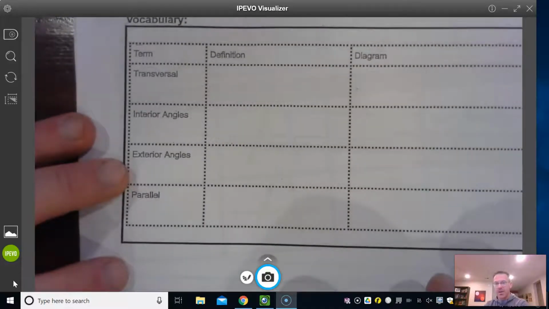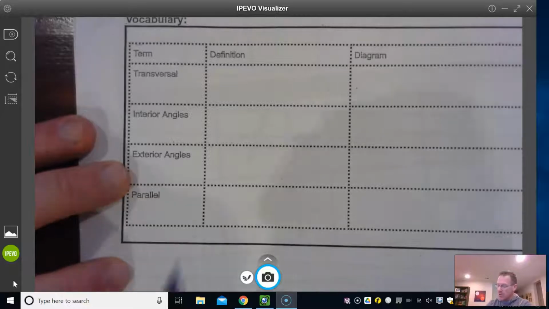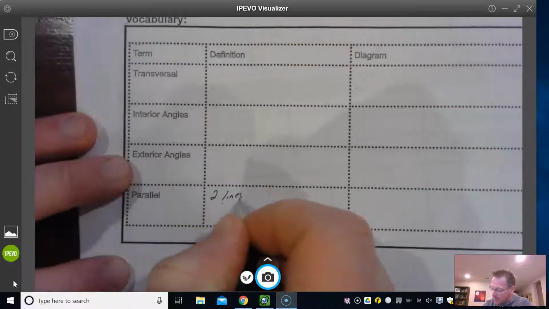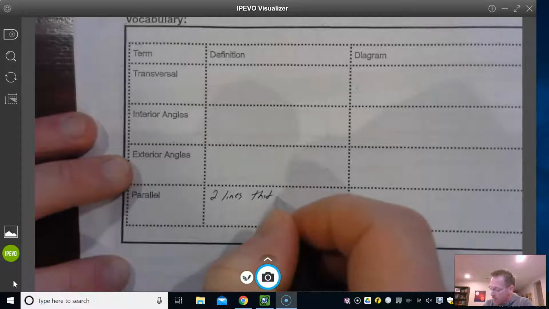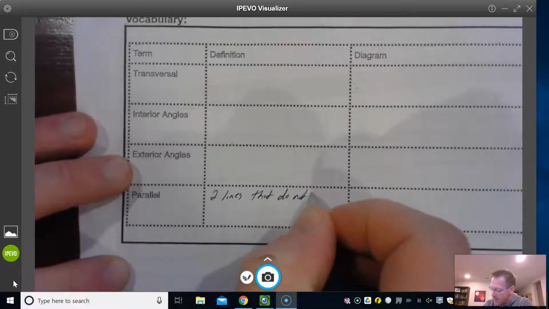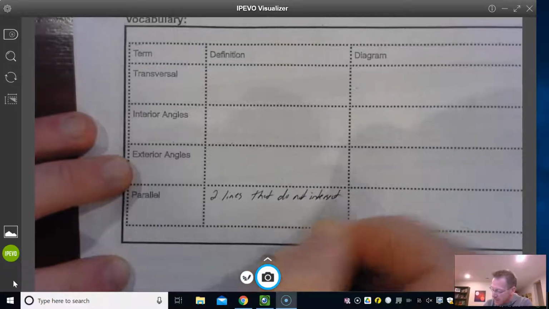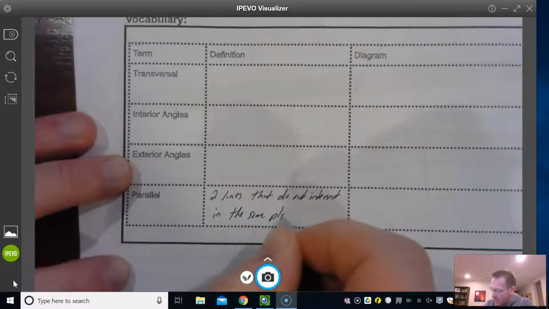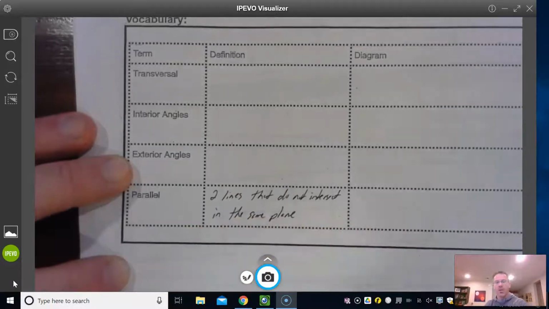So when we talk about things without equations, parallel means we have two lines that do not intersect in the same plane. And I should have probably used the word coplanar up here: two coplanar lines that do not intersect. So it's very, very important that when we talk about parallel lines, they do not intersect and they are in the same plane.